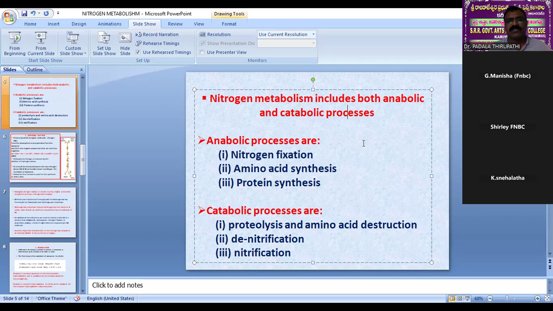So these three are the anabolic processes, and the catabolic processes also contain three different processes. Number one, proteolysis and amino acid destruction. Second, denitrification, and third, nitrification. These three are the catabolic processes. So nitrogen metabolism includes how many processes? Two: anabolic processes and catabolic processes. Anabolic processes are nitrogen fixation, amino acid synthesis, and protein synthesis. Catabolic processes are proteolysis and amino acid destruction, denitrification, and nitrification. Am I clear, my dear friends?